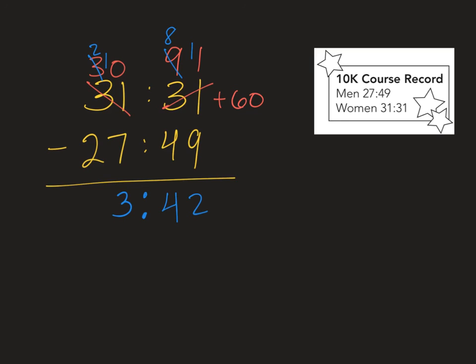add them up strategy. But remember, when you're working on the standard algorithm, you've got to regroup from your minutes to your seconds. Or if this were hours and minutes, you'd have to do that same regrouping. And remember, in this case, 1 minute equals 60 seconds. We're adding that 60 seconds here.